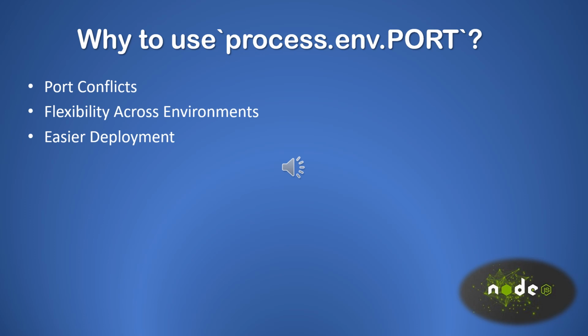Flexibility across environments is one of the key things, where you can easily switch between development, test or production environments without modifying the application code. Then it's easier deployment: simplify the deployment process by adhering to environment-specific configurations and practices. It's very easy when you set this port in the env. You don't have to hard code it anywhere. It's all dynamically pulled from your code, and per environment you can set it, like if you want different ports, you can set it for each environment.